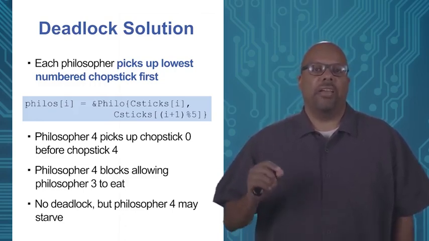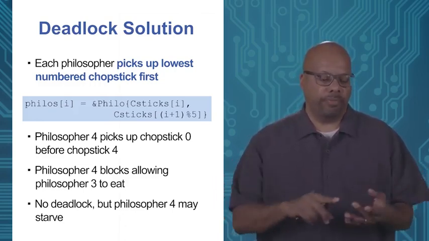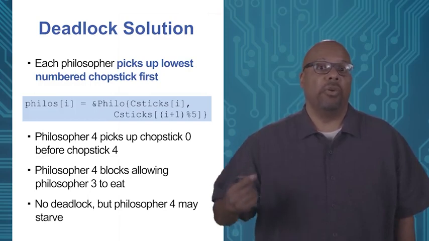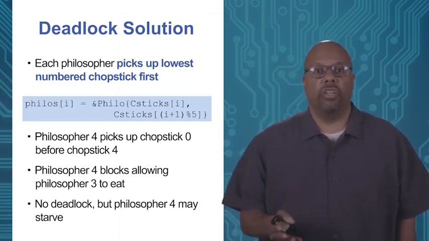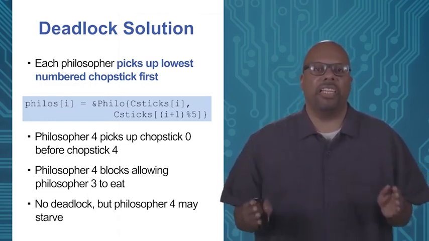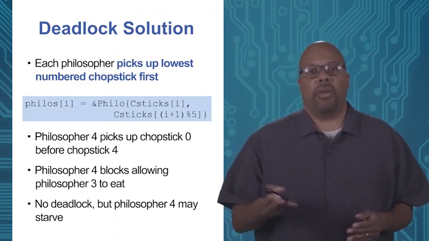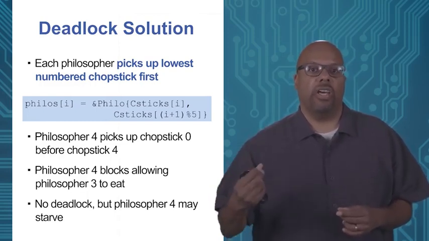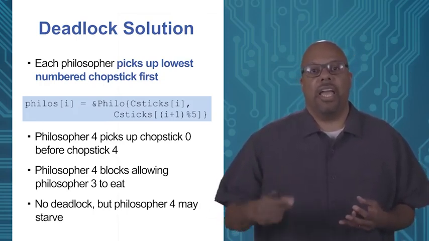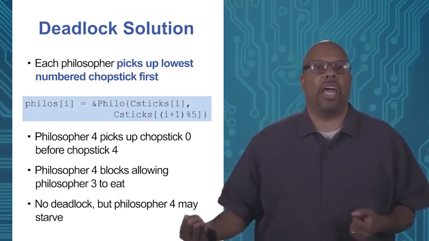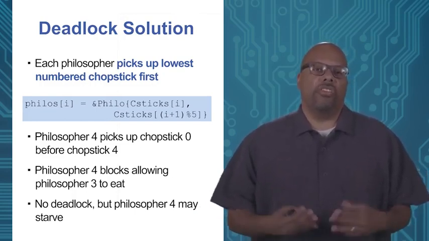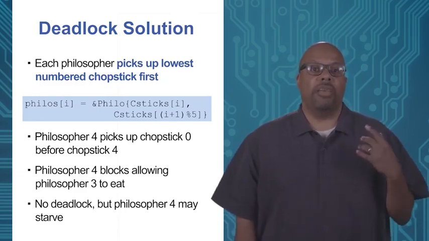And if we were about to be in a deadlock situation, if everybody else had picked up their left chopstick, then philosopher 4 would be blocked, because it would try to pick up chopstick 0, but it would already have been picked up by philosopher 0. So you wouldn't get into the absolute deadlock state that we would have. Since it tried to pick up chopstick 0 first, it would never get to picking up chopstick 4, which means philosopher 4 would block, and philosopher 3 would be allowed to eat, because philosopher 3 could then grab its right chopstick 4, and it could eat, and then we could continue. So there's no deadlock in this situation, but philosopher 4 may starve.